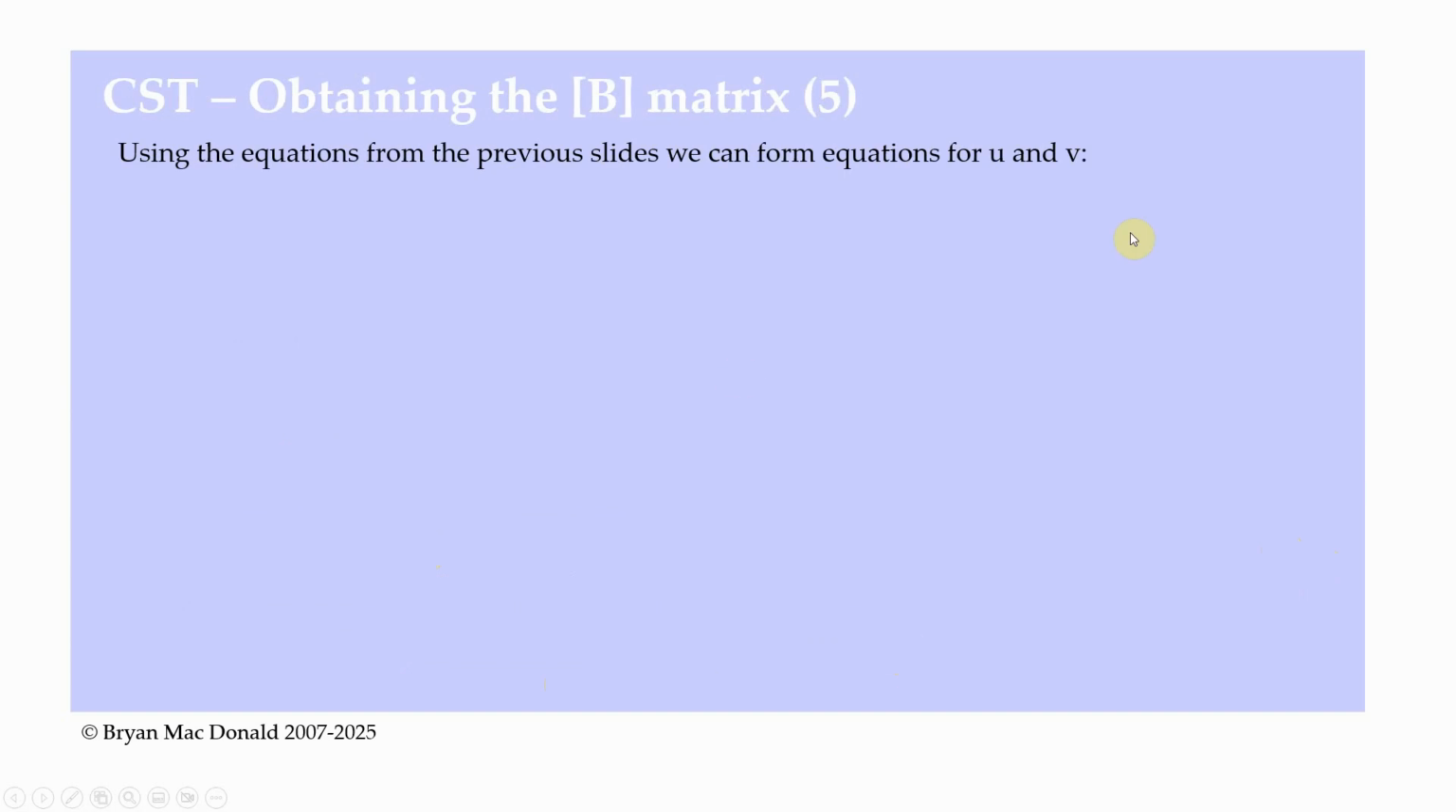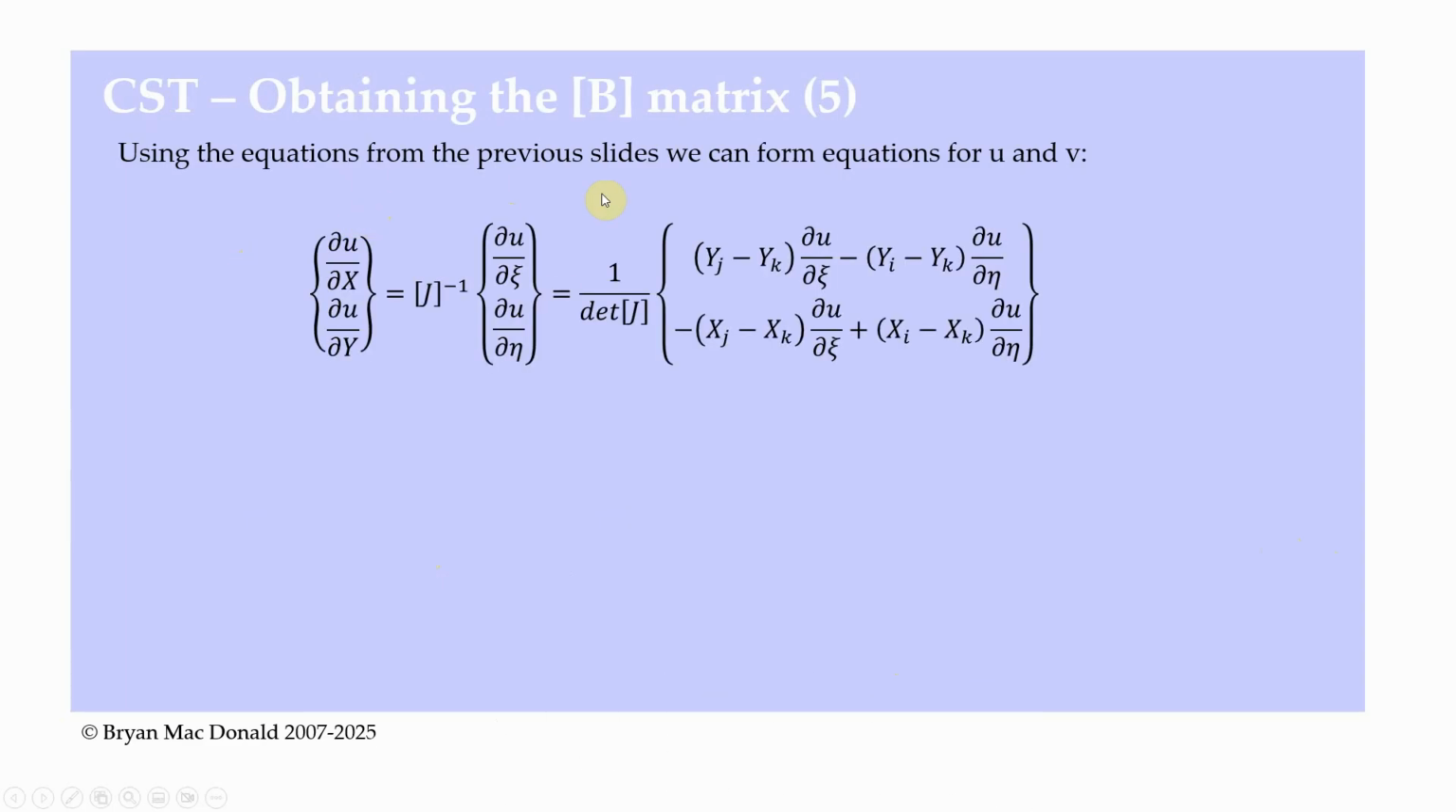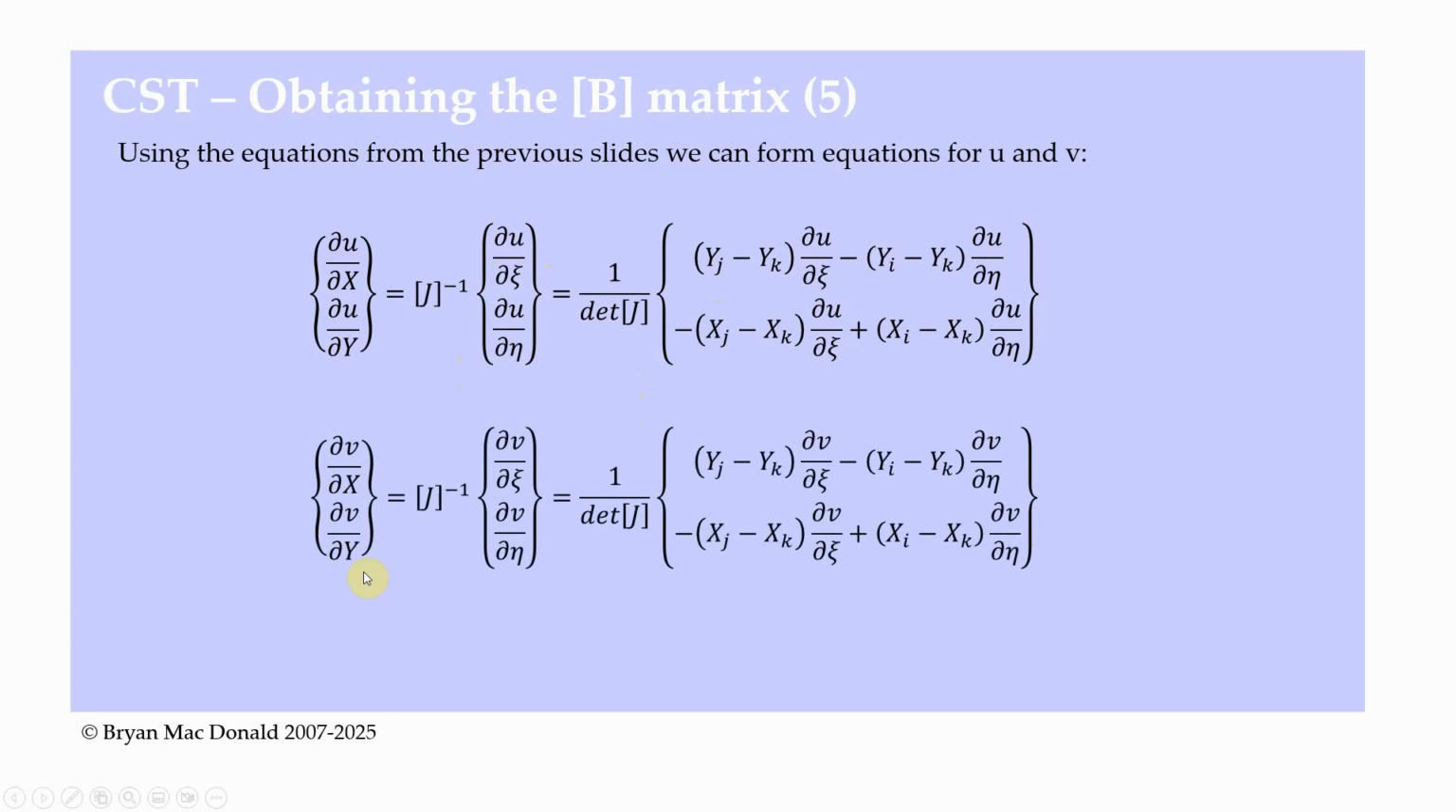So let's go back to our B matrix again and try to obtain it. We had a couple of words on the Jacobian there, but using the equations from the previous slides we can form the equations for u and v. So we can say du/dx and du/dy is the inverse of the Jacobian times du/d eta, du/d neta. Then we put that in there and multiply it out, and these are just our elements of the Jacobian and they're multiplied by this here. And similarly we can do the same thing for v, dv/dx and dv/dy, and again we can obtain an expression for dv/dx and dv/dy in terms of the coordinates of the nodes and dv/d eta and dv/d neta.